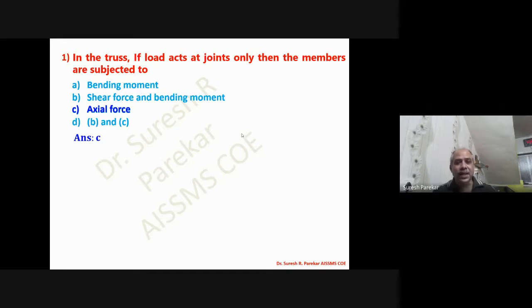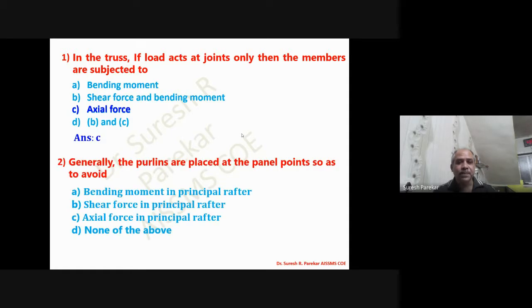But if purlins are in between the joints, then members will act as flexural members. Generally, the purlins are placed at the panel point so as to avoid bending moment in principal rafter.